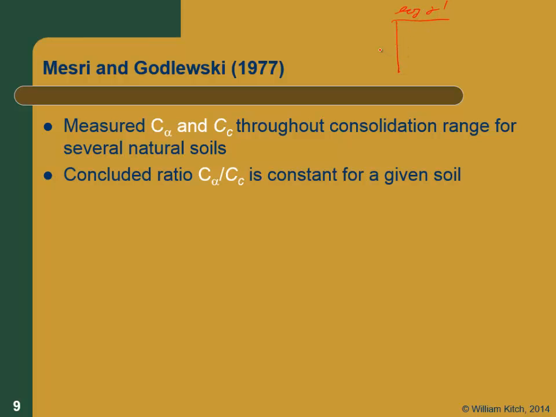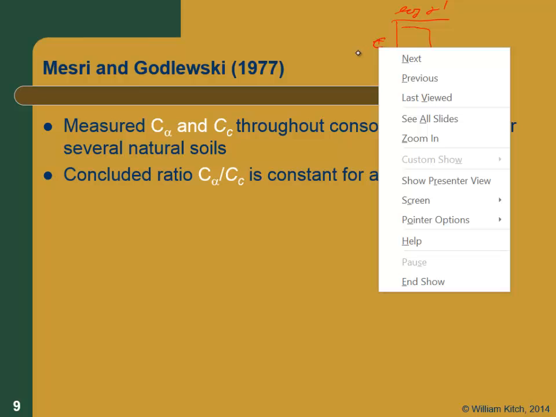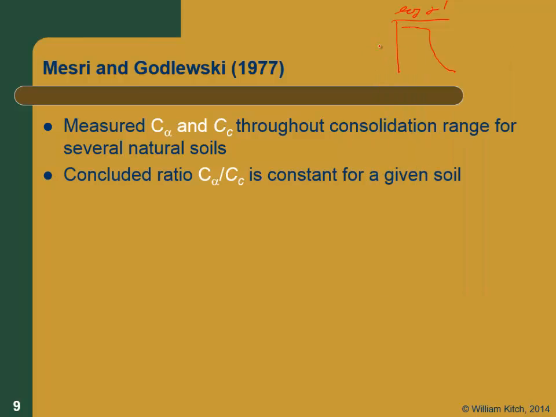if we have, for instance, a sensitive clay that looks something like this, and when I say C sub C, I just mean the slope of the e-log curve. I guess if I'm doing C sub C, this should be e and not epsilon. This applies in a reload part of the curve too. So when I say C sub C here, we're just talking about the slope of the curve, whether it's in the reload section or the virgin curve.